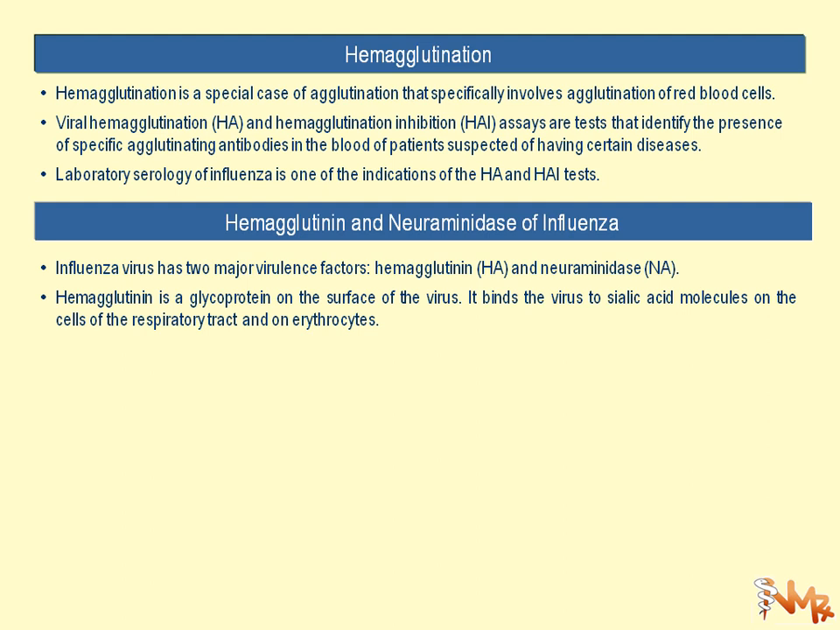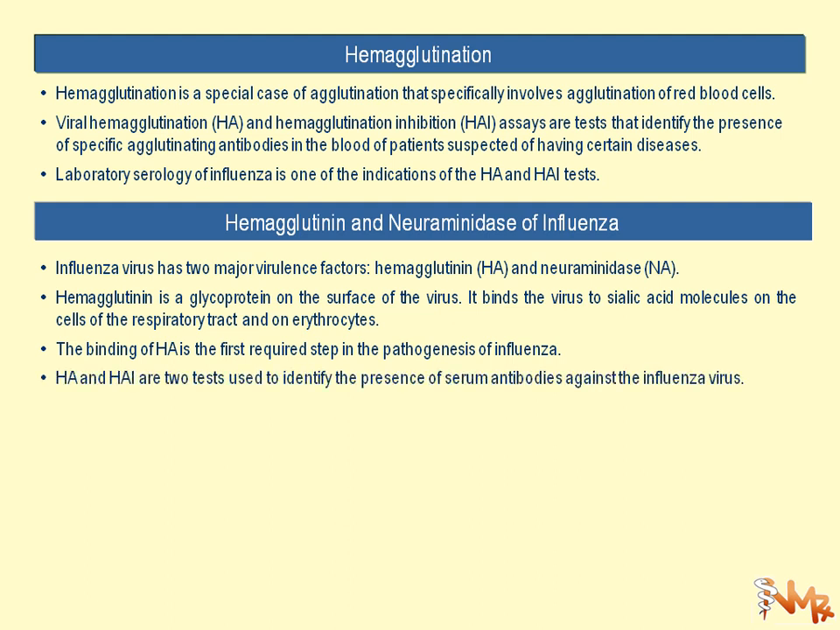Hemagglutinin is a glycoprotein on the surface of the virus. It binds the virus to sialic acid molecules on the cells of, in particular, the respiratory tract and on the erythrocytes. The binding of HA is the first required step in the pathogenesis of influenza.